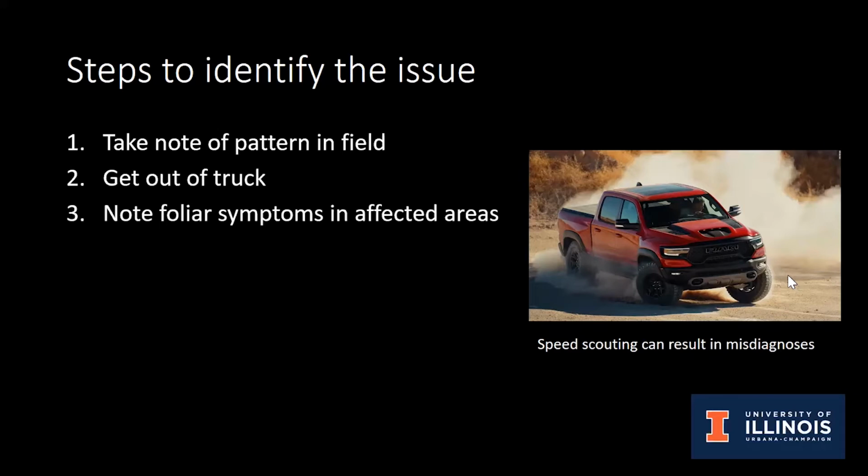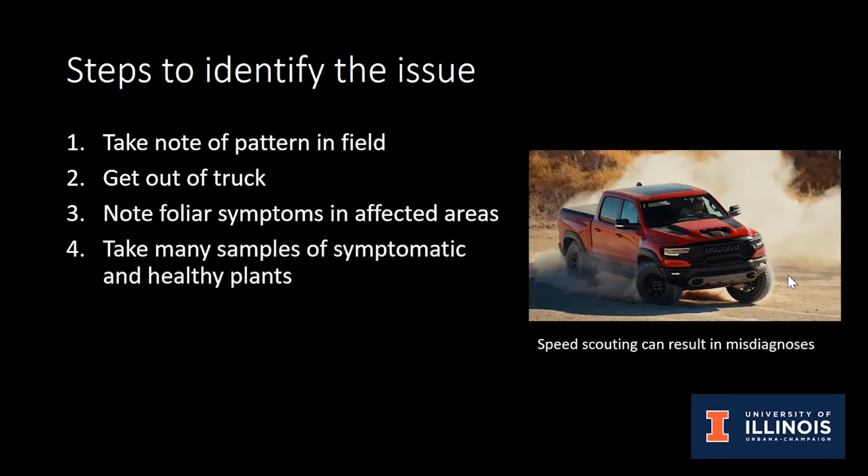The foliar symptoms in the infected areas are going to be important, so keep track of the types of symptoms you see. Are you looking at yellow leaves on the plants that are somewhat uniform, interveinal necrosis, dead plants, all those sorts of things.